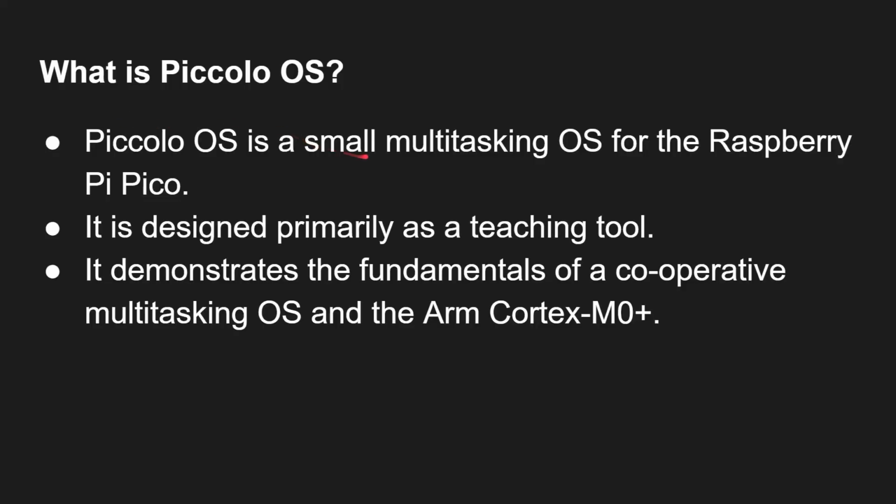Okay, so what is Piccolo OS? It's a very small multitasking OS for the Raspberry Pi Pico. Of course, Raspberry Pi Pico is a microcontroller board. It's designed primarily as a teaching tool, teach you the fundamentals so that you can write your own multitasking OS, not only for the Raspberry Pi Pico, but as I said, also for other Cortex-M type boards. It demonstrates the fundamentals that you need of both how the multitasking OS works and about the Cortex-M series of CPUs.